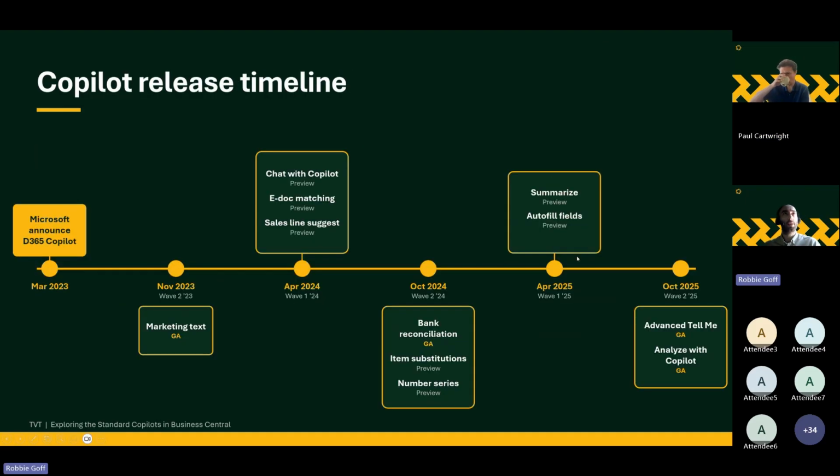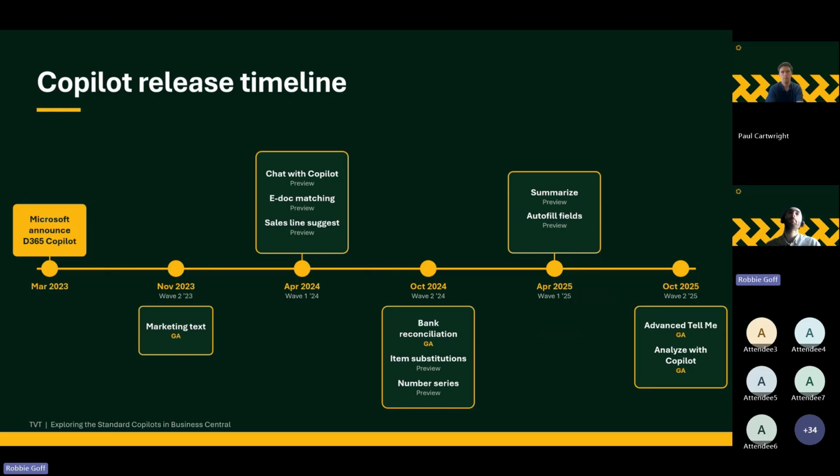Timeline-wise, here's a brief recap. Microsoft announced Copilot in March of 2023. I think it was then around April or May that they announced marketing text suggestions, which was the first bit of Copilot functionality in BC, and that went into GA in November. And you can see from there, it's been a drip feed of Copilot functionality with every release, effectively.